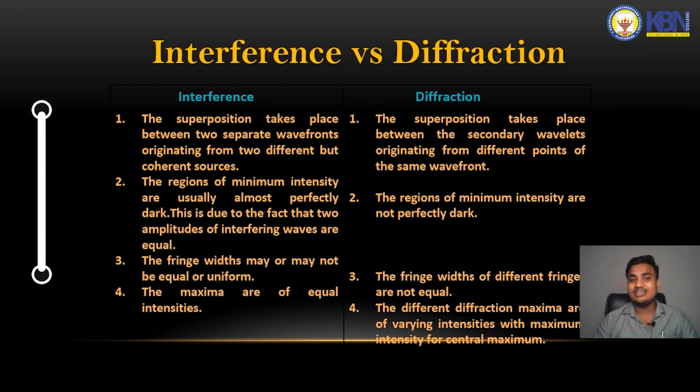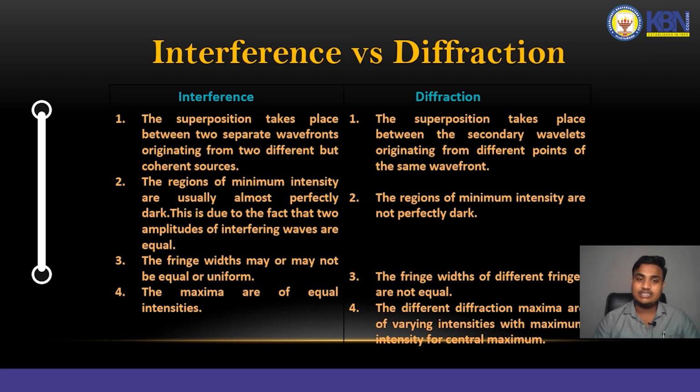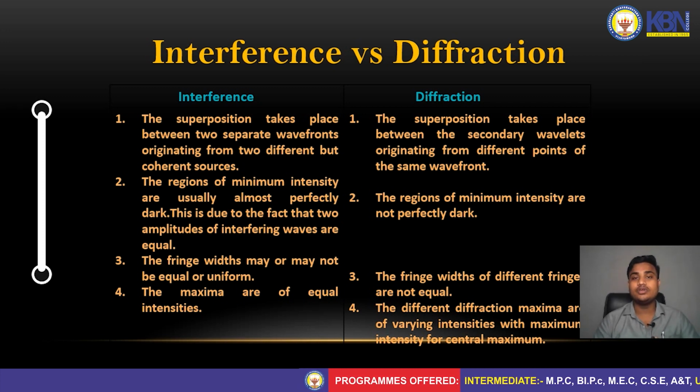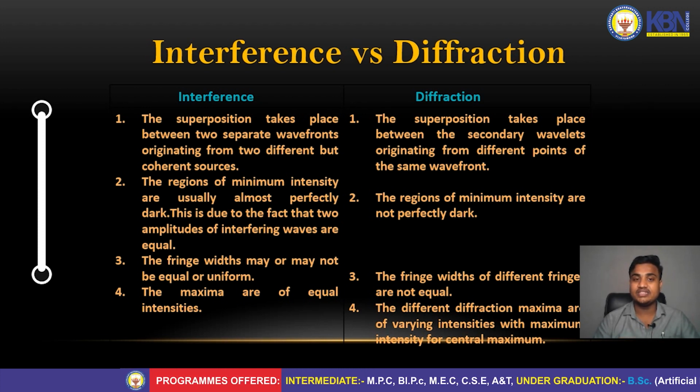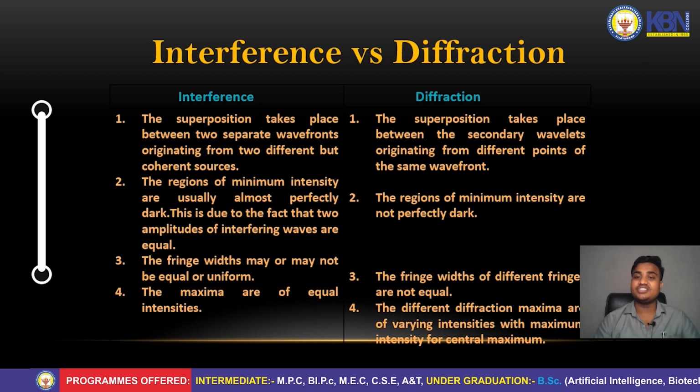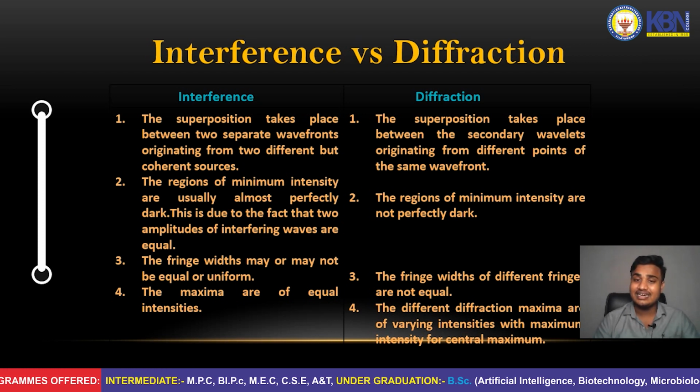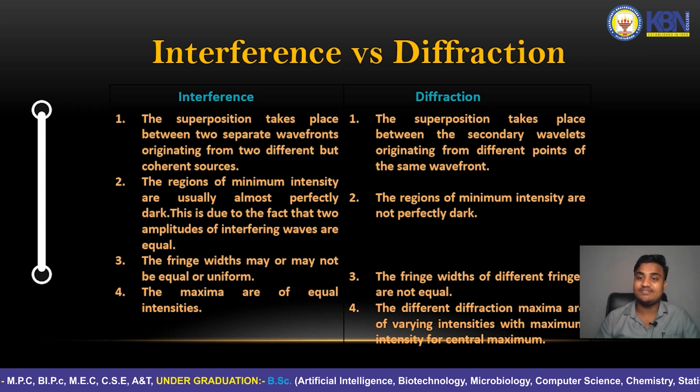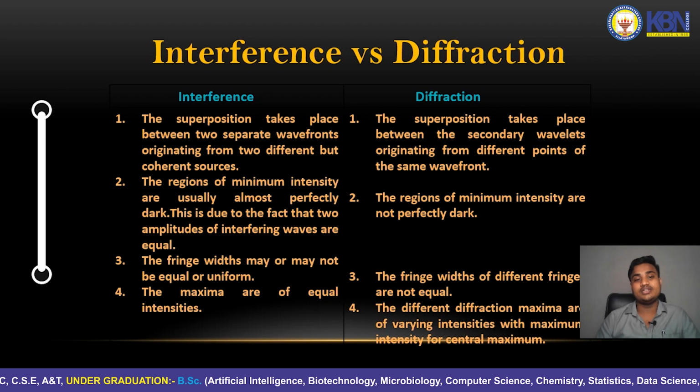Now coming to what are the differences between interference and diffraction? The superposition takes place in interference between the two separate wavefronts originating from two different but coherent sources. They should be coherent, meaning the two light waves should have a constant phase difference between them. But coming to the diffraction, the superposition takes place between the secondary wavelets originating from different points of the same wavefront.